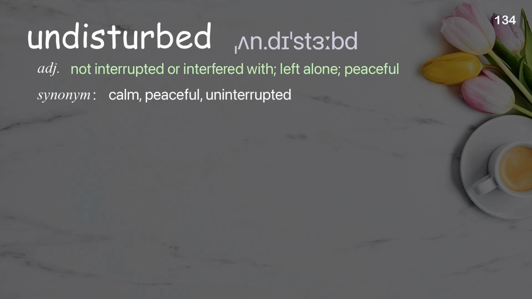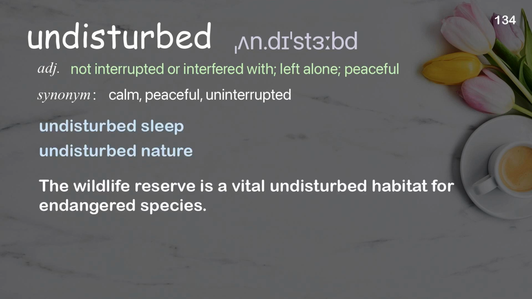Undisturbed. Not interrupted or interfered with, left alone, peaceful. Examples: Undisturbed sleep. Undisturbed nature. The wildlife reserve is a vital undisturbed habitat for endangered species.